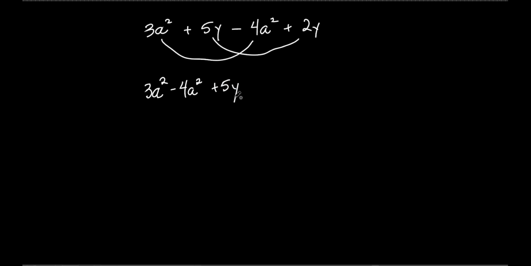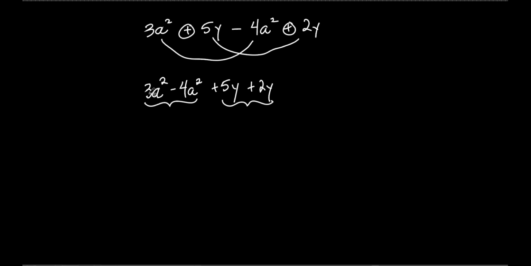How do I know it's a plus 5y? Well, because you look in front of it. Exactly right. You look in front of it, and that has a plus sign, so that means that's a plus 5y. What's this going to be? That's going to be a plus 2y because of that plus sign right there. Now we can see the like terms. So we can add those together, and we can add those together.